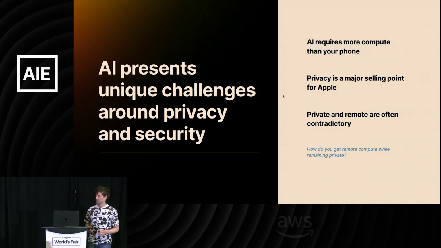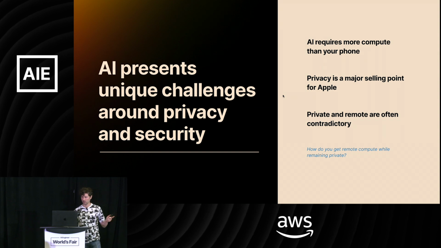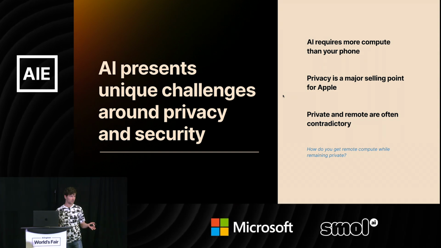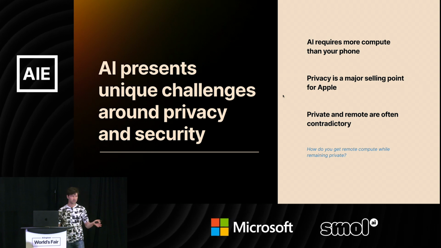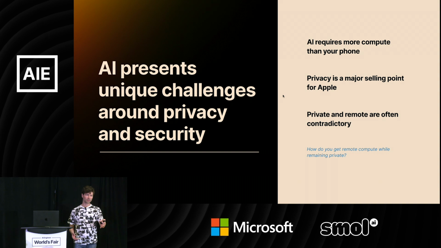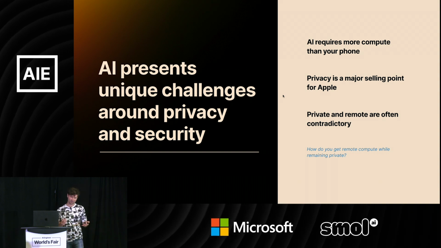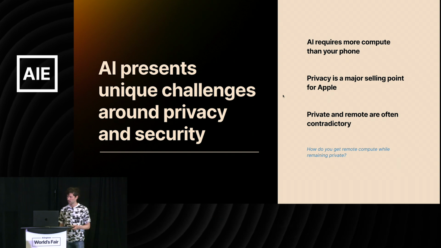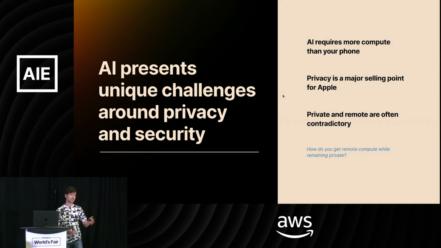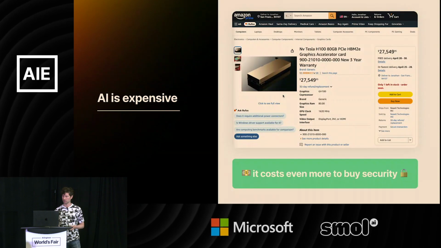So let's talk a little bit about the problems that Apple solved and then how we might use it. So fundamentally, AI requires more compute than a phone. But obviously, they want to bundle AI into their phones. Privacy is a major selling point. Anytime you give up private data to something remote, you're inherently reducing your privacy, right? Anytime I give you my data, it's not as private as it was the second before. So the question that Apple is trying to answer in their PCC system, which is now available on all of our iPhones and used for inference, is how do you get remote compute while remaining private?